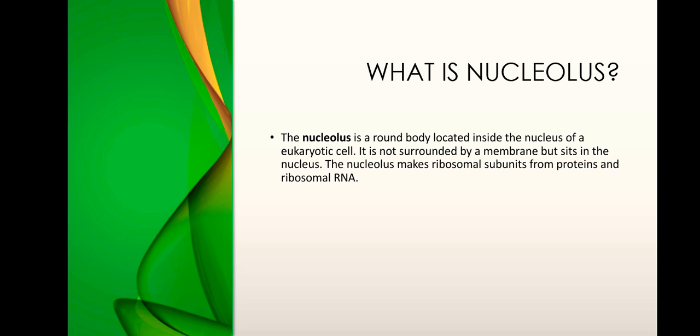What is nucleolus? Nucleolus is a round body located inside the nucleus of a eukaryotic cell, and it is not surrounded by a membrane but sits in the nucleus, and nucleolus makes ribosomal subunit from protein and ribosomal RNA. Nucleolus was first recognized by Fontana in 1874. It is usually a spherical body situated within the nucleus, either in central or peripheral position. It is found in close association with the nucleolar organizer region of two or more chromosomes.